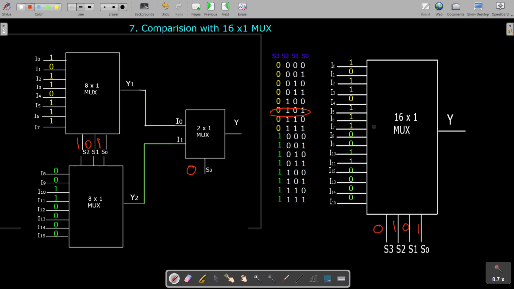So which one will be connected? The fifth line will be connected. So because of this fifth line being connected, this one input will be transferred here as the output. That's it. We received the output.